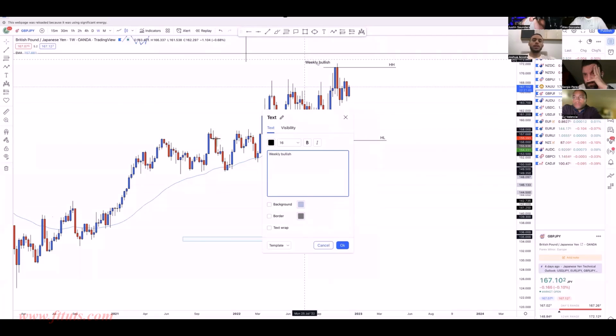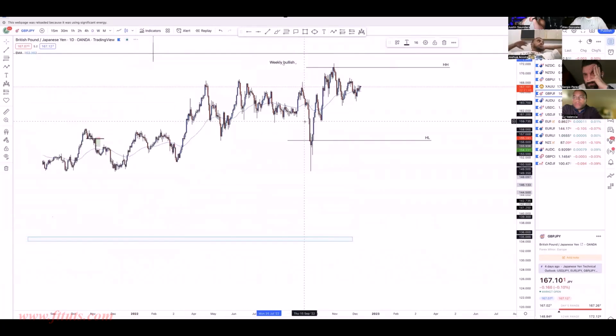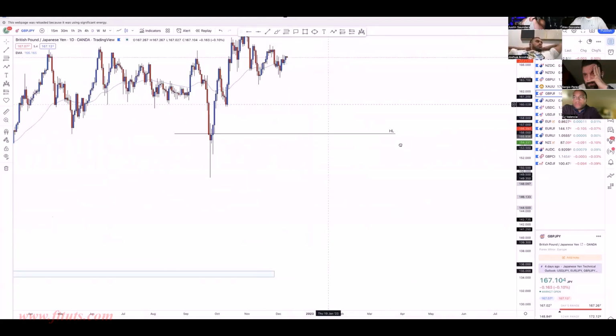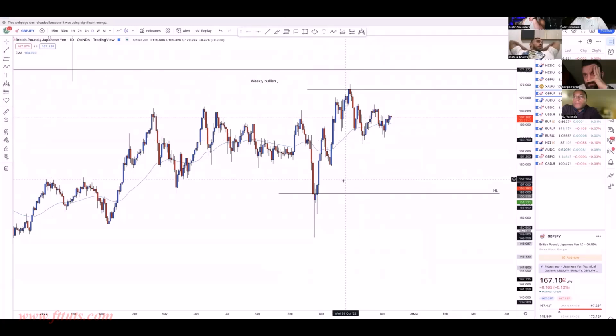So we got here, weekly is bullish. Daily time frame, are we bullish or bearish? I mean, by the way, this is a trade that I would not be interested in. But just to show you guys, if we were to take a trade, how we would mark it off. But this is just a market I'm not interested in.